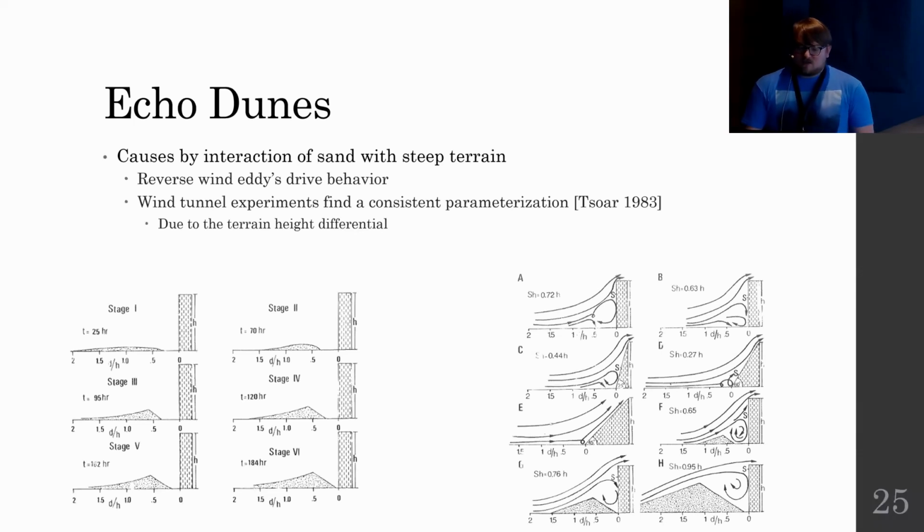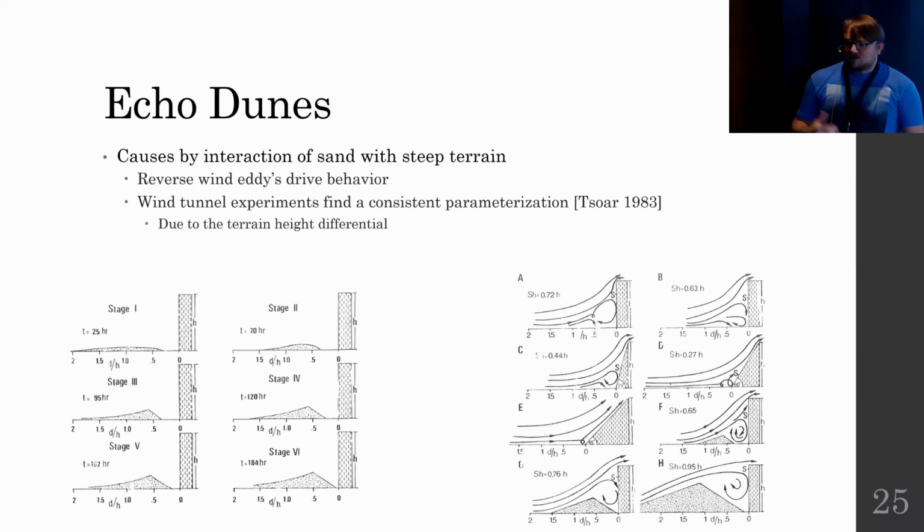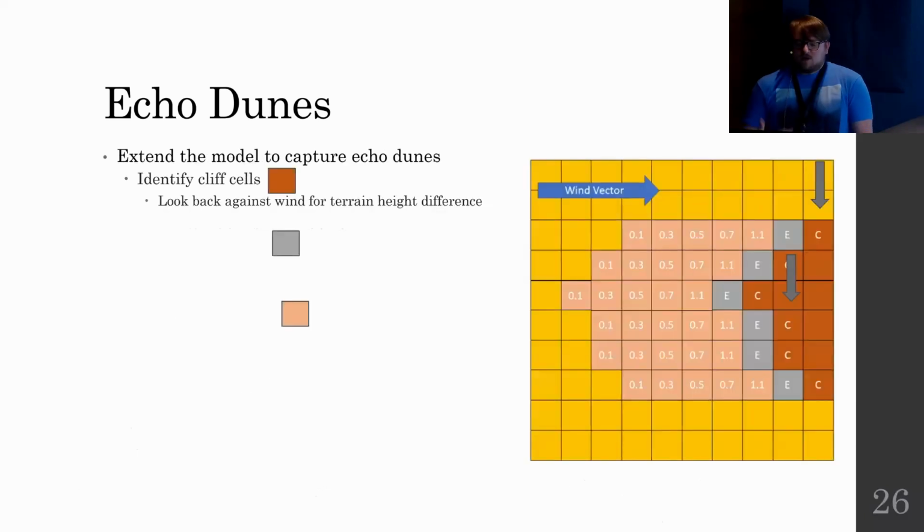And so what they found was there is a consistent parameterization, based on that height differential for the cliff itself compared to the neighboring terrain, for how far away these echo dunes are going to form around that cliff face. So based on that parameterization, we created the following model.